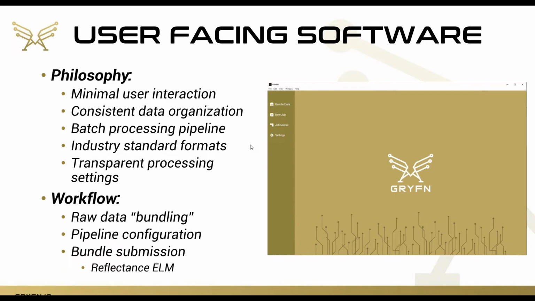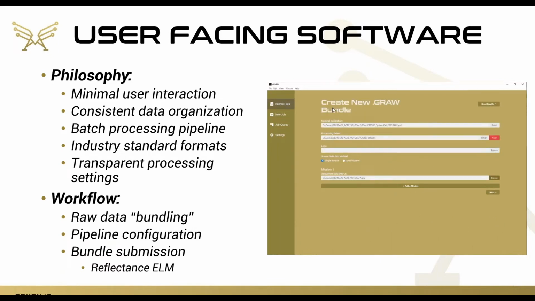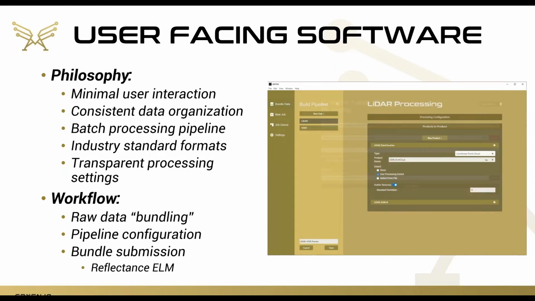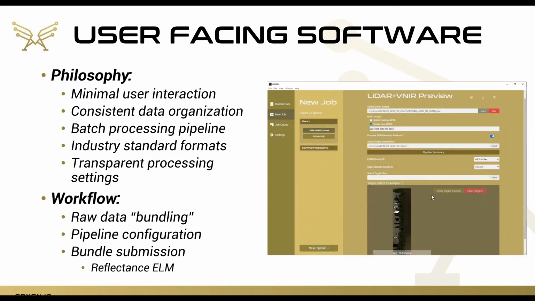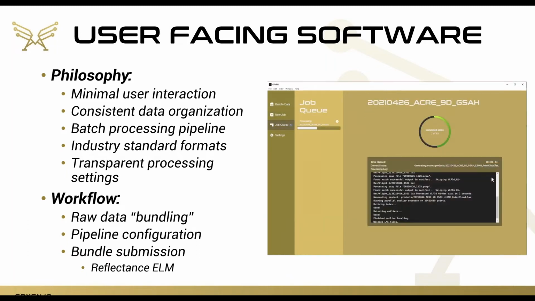So the basic workflow here is we do what we call a bundling process, which gets back to the consistent data organization. So bundling all of the acceptable data formats into a common structure that you can use over time. Defining a pipeline, which defines how we want to process a data set, and then submitting that bundled data set to the pipeline to be processed. And then, of course, we can watch that happen over time and see how the status is coming along. This also includes doing reflectance calibration for the hyperspectral imagery.